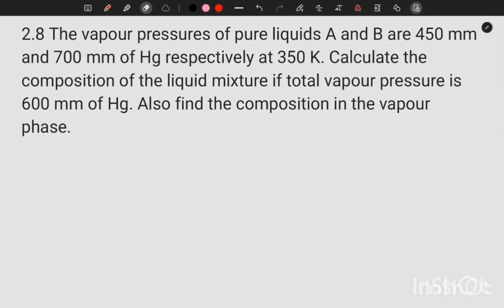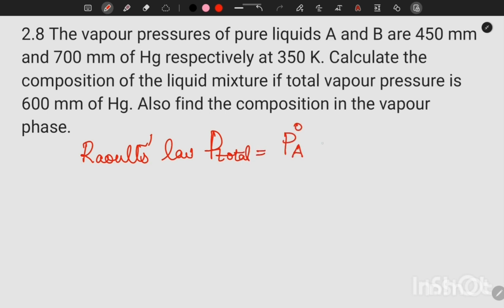Question. The vapor pressures of pure liquids A and B are 450 mm and 700 mm of mercury respectively at 350 Kelvin. Calculate the composition of the liquid mixture if the total vapor pressure is 600 mm of mercury. Also find the composition of the vapor phase. So according to Raoult's law, we can write P total is equal to P0A chi A plus P0B chi B.